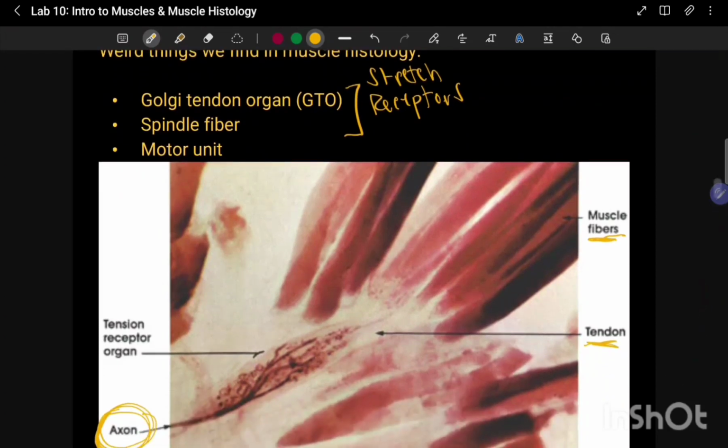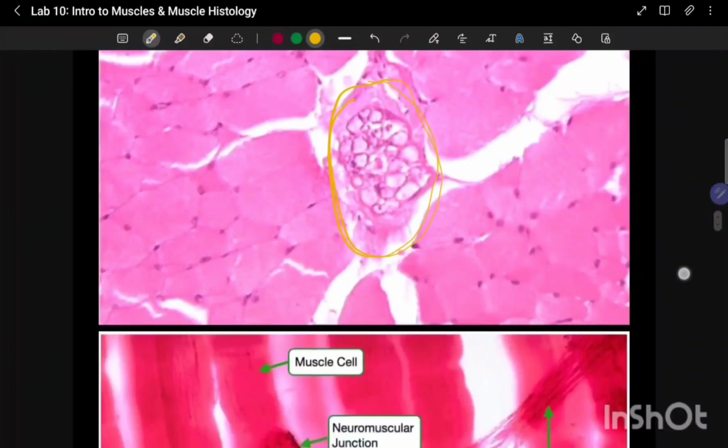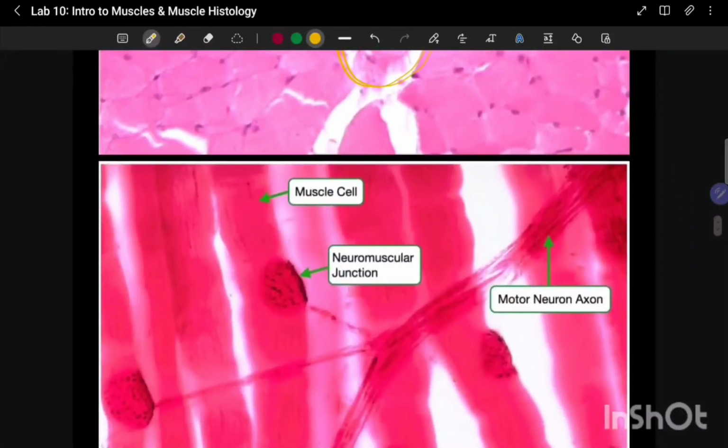All right, so the last nervous structure we have here is going to be our motor unit. So in this case, it's not a stretch receptor, but it still is part of our nervous system. So it is a sensory structure. Motor units are fundamental to muscle contraction. We cannot contract our muscles without having that connection to the nervous system.